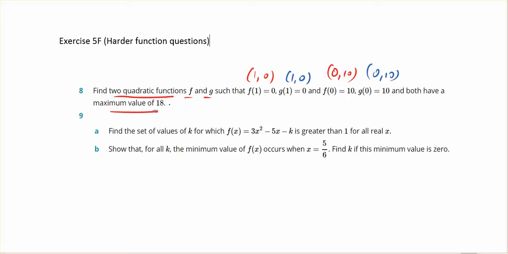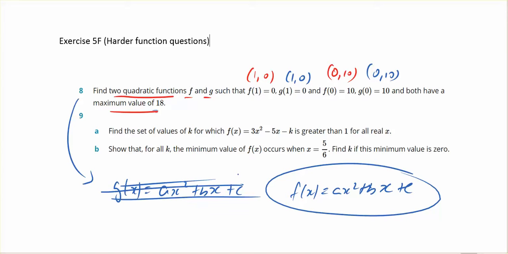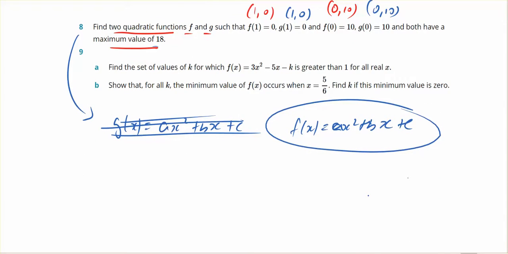Now, what I first want to do is define what my quadratic is. So g of x could equal ax squared plus bx plus c, or you can write f of x equals that. Essentially, we'll ignore g of x for now. We'll call it f of x equals ax squared plus bx plus c. We want to solve for the values of a, b, c, because we want to specify the quadratic.